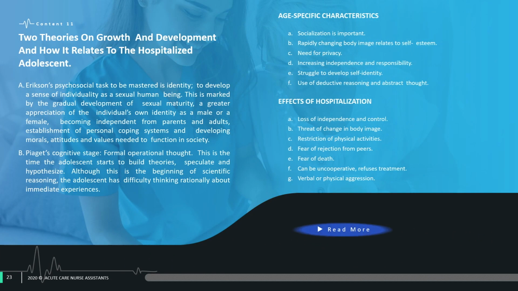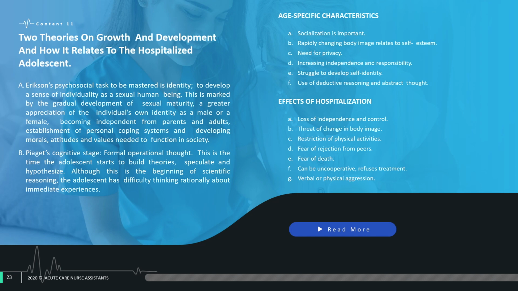Content 11.2: Theories on growth and development and how they relate to the hospitalized adolescent. Erikson's psychosocial task to be mastered is identity, to develop a sense of individuality as a sexual human being. This is marked by the gradual development of sexual maturity, a greater appreciation of the individual's own identity as a male or a female, becoming independent from parents and adults, establishment of personal coping systems, and developing morals, attitudes, and values needed to function in society.